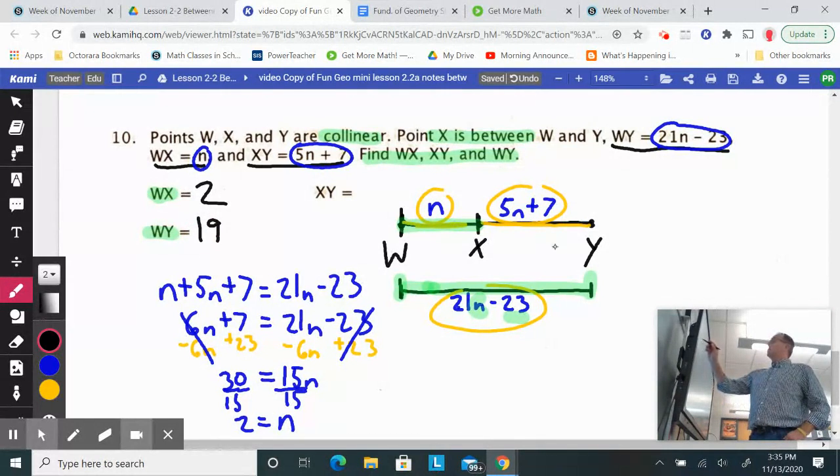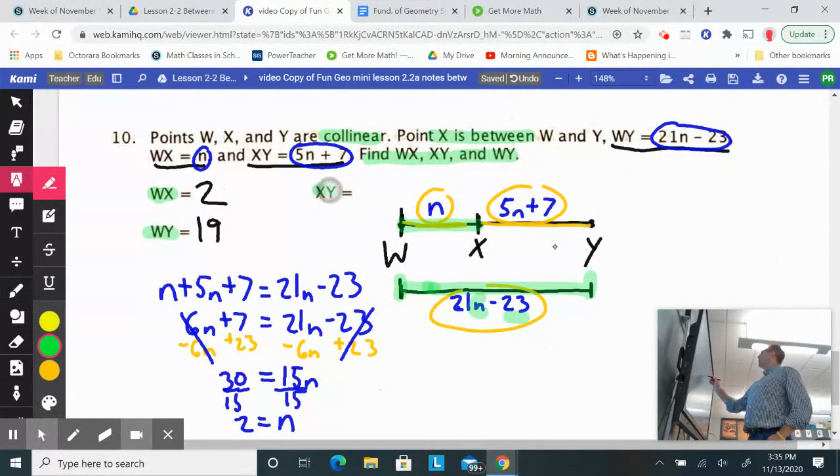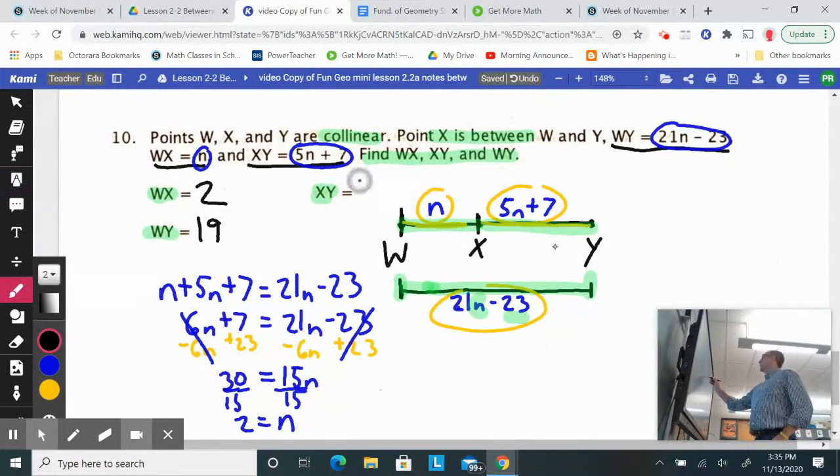And finally, we find the distance of x to y, which is this piece here, which is 5 times n plus 7. So if n is 2, 5 times 2 is 10. 10 plus 7 is 17. So you put 17 here. And if you wrote those numbers on your little map here, this is 2, this is 17, this is 19. Well, that makes sense because 2 plus 17 gives you the 19.